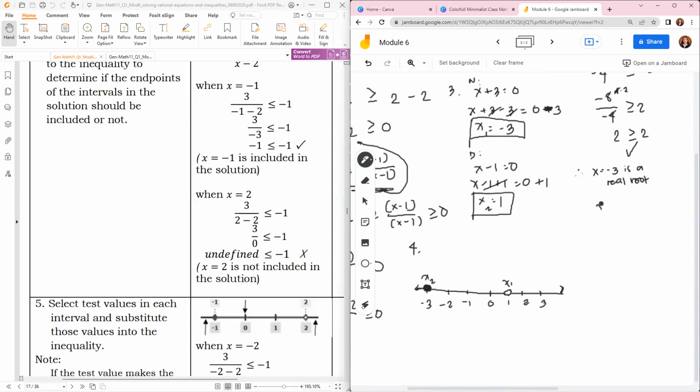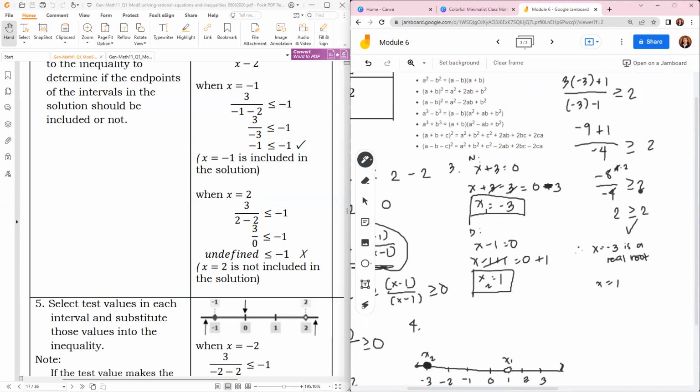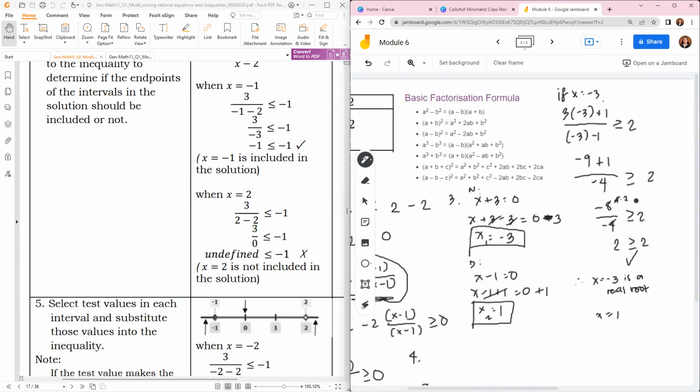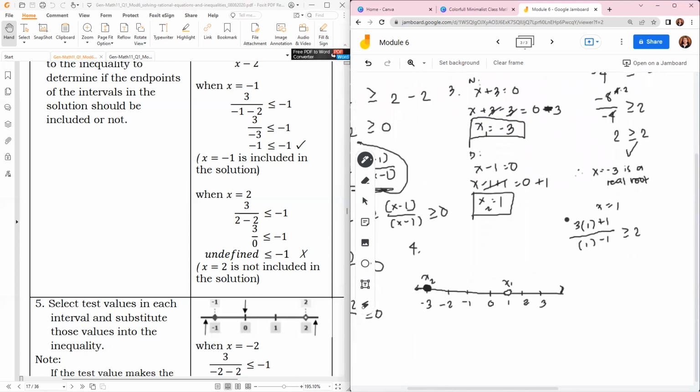Let's try to test daw if x sub 2 is a kuan, if it is a real nga root. So, try to substitute it. 3 times 1 plus 1 over 1 minus 1 greater than or equal to 2. So, 3 times 1 is just equal to 3, di ba? Plus 1, it is equal to 4.